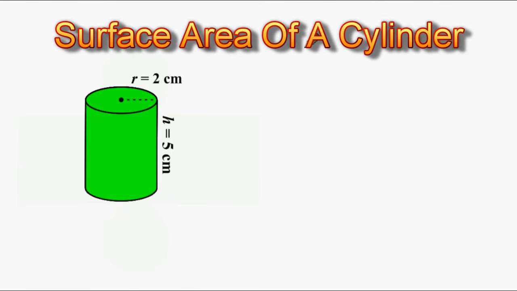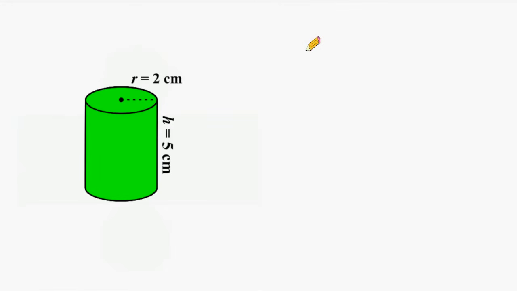What we have here is a cylinder with a height of 5 centimeters and a circular surface with a radius of 2 centimeters. And we're going to use those dimensions to find the surface area of the cylinder. And we're going to find the surface area in terms of pi and also using 3.14 for pi.